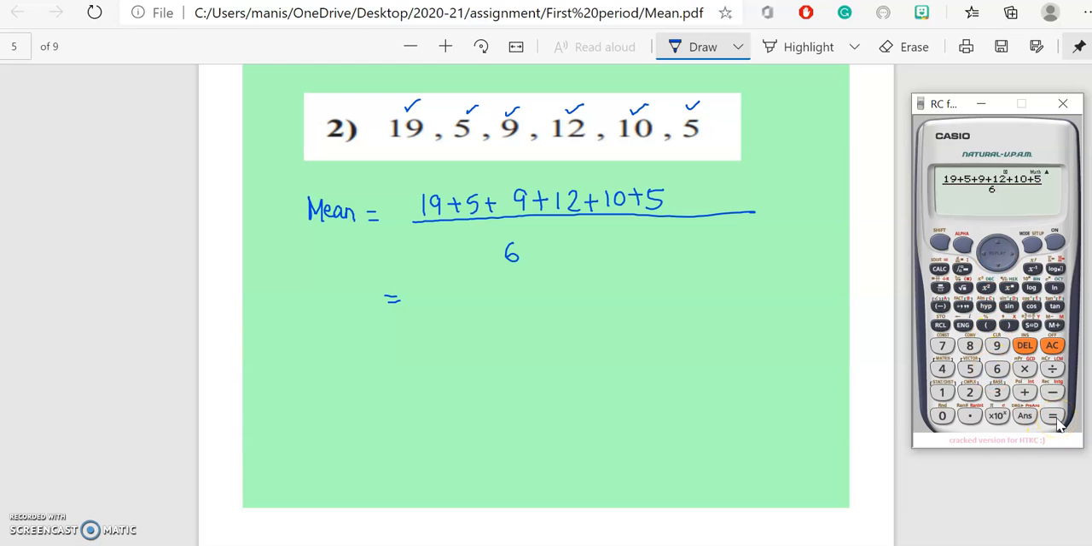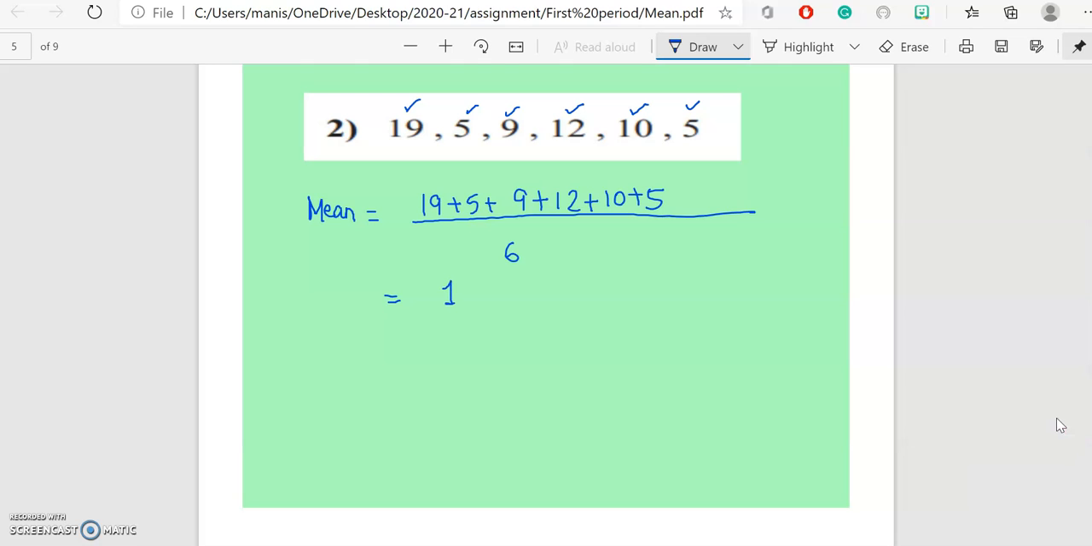Please cross check you have entered all the values correctly, because if you add in a wrong way, then you will get the wrong answer. The answer is 10 over here. So my answer for this is 10. Start making use of your calculators. So this is your mean, that is your 10 over here.